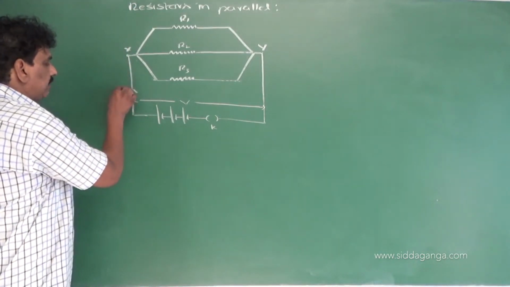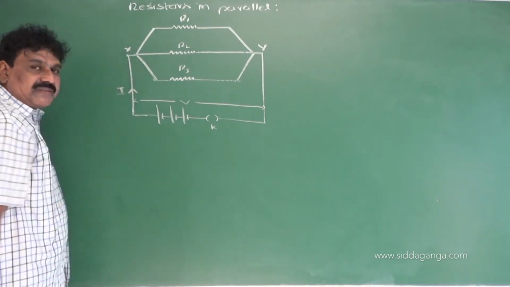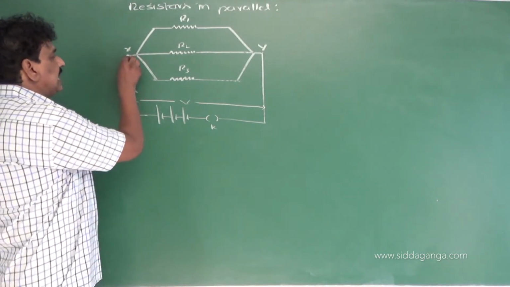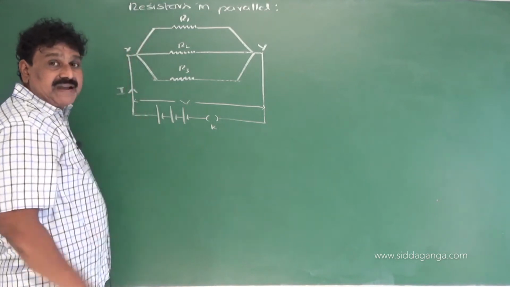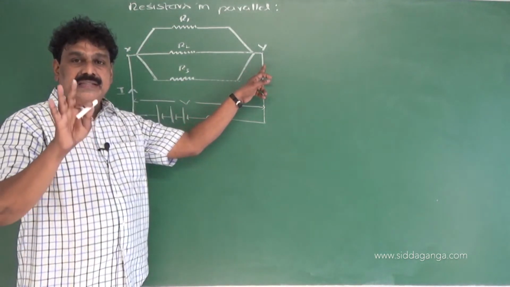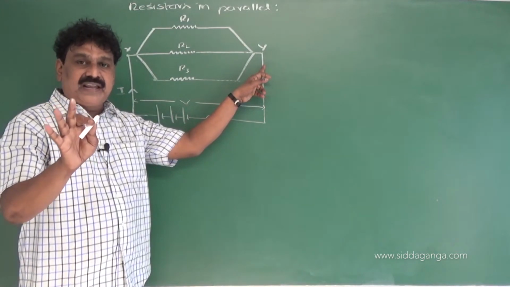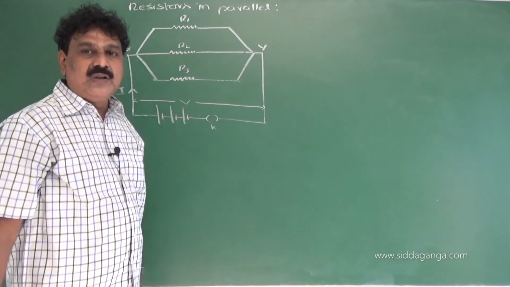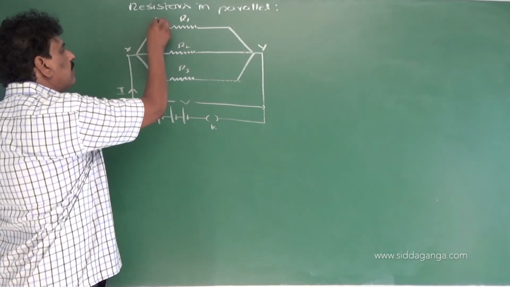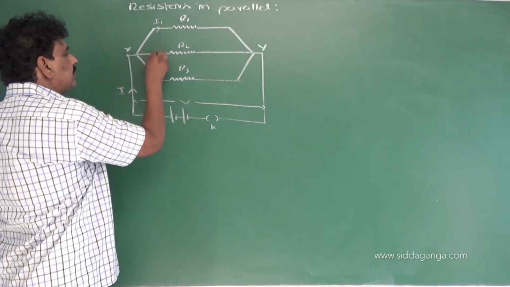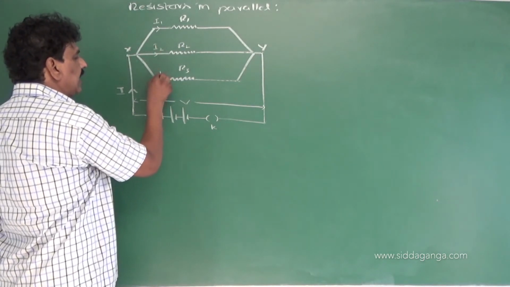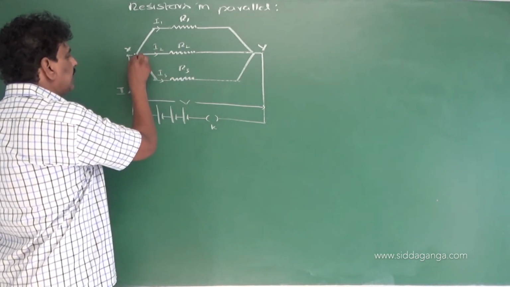Now let I be the current drawn from the battery. Now when the current comes to this end, it gets divided because between X and Y, the current will find three paths. So the charges get distributed along three paths. Say here I1 current flows through R1, I2 through R2 and I3 through R3.